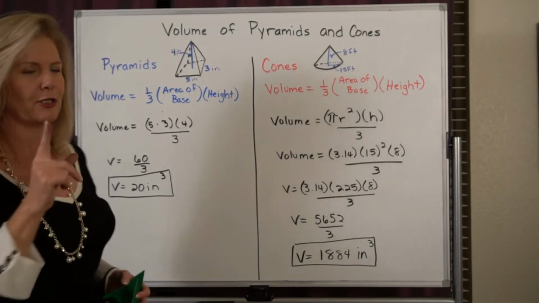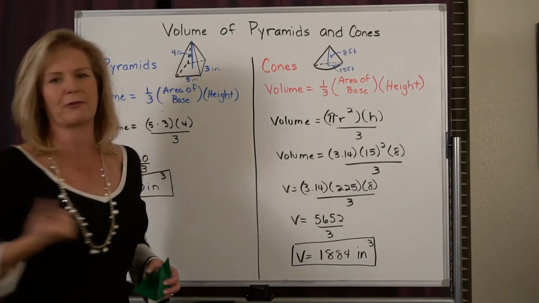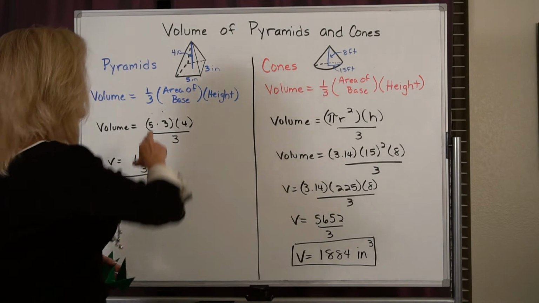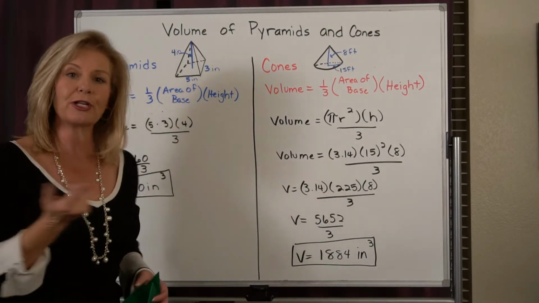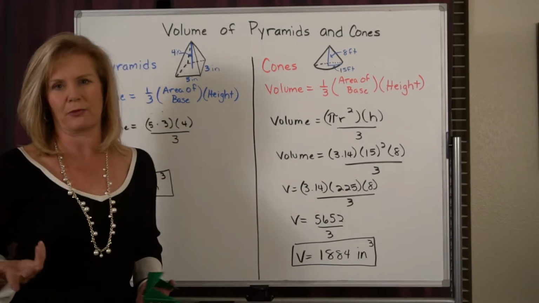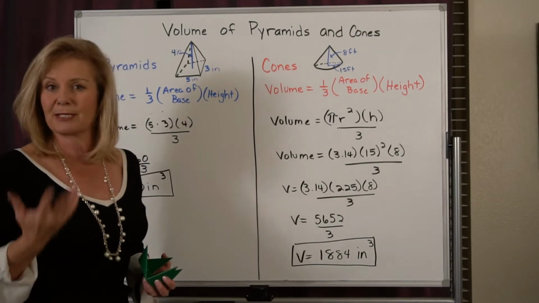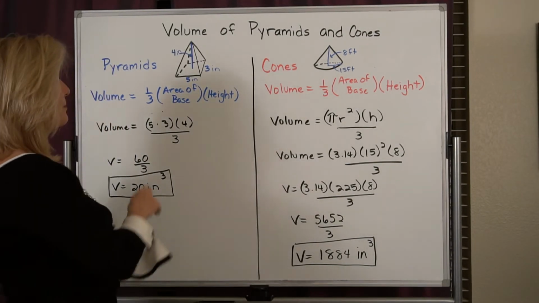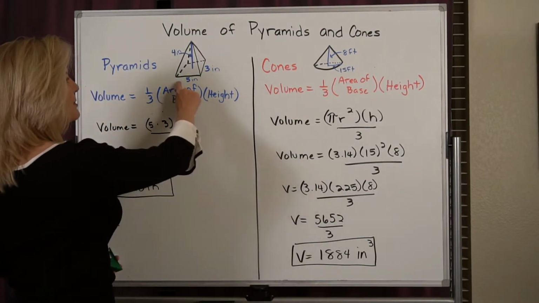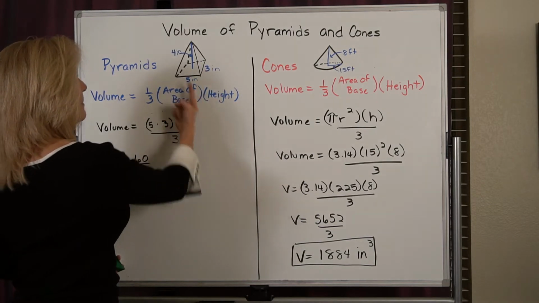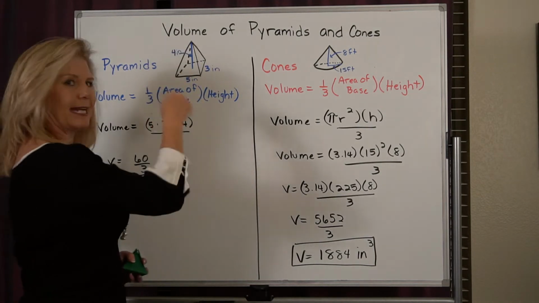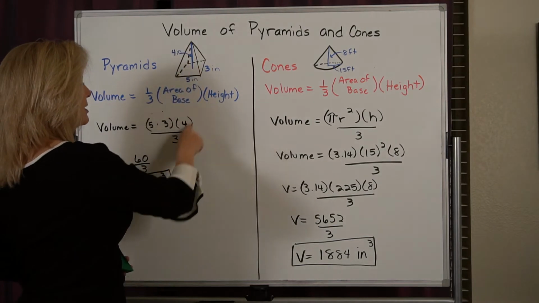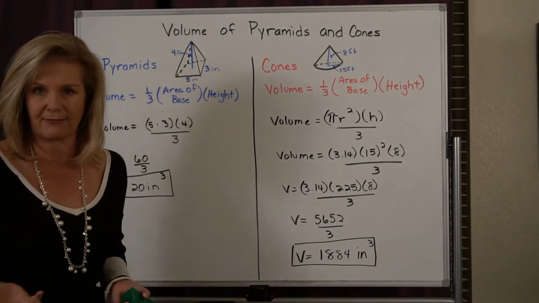Now, it's pretty easy to do this. Most kids don't like to work with fractions, so what I always do is remember that multiplying by 1/3 is the same as dividing by 3. So I just like to set this up as an order of operations with division by 3. First, my area of the base would be my 5 times 3. My height, which is that inside height, is going to be 4. And then I'm going to divide that by 3.